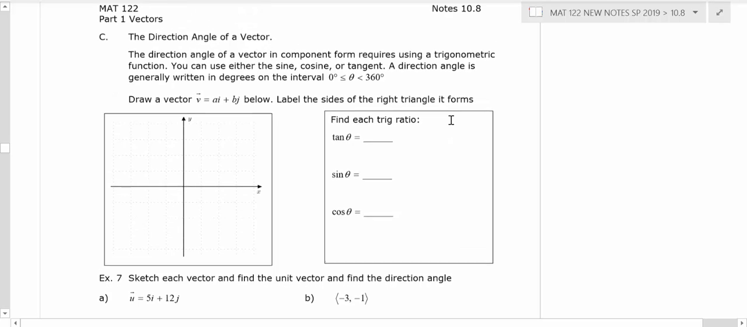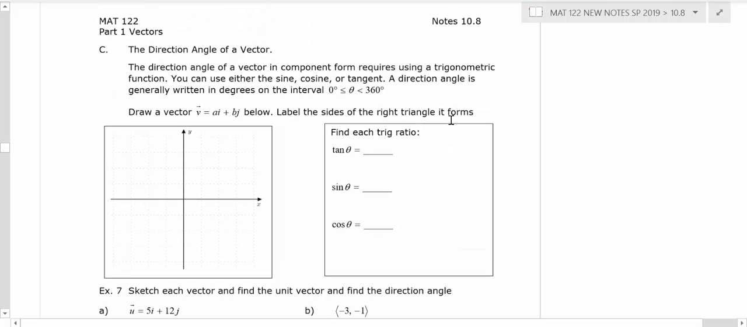All right, next thing I want to talk about is the direction angle of a vector. When we talk about a vector having a direction, it forms some angle in standard position. So I'm going to show you how to do that. When we find that direction angle, we use trig values. And the direction angle, generally, we like it to be written as a positive angle between 0 and 360. You could also give it a negative value too.